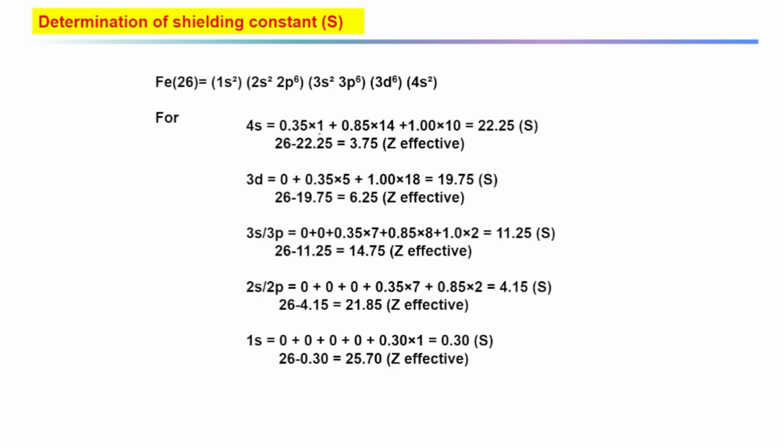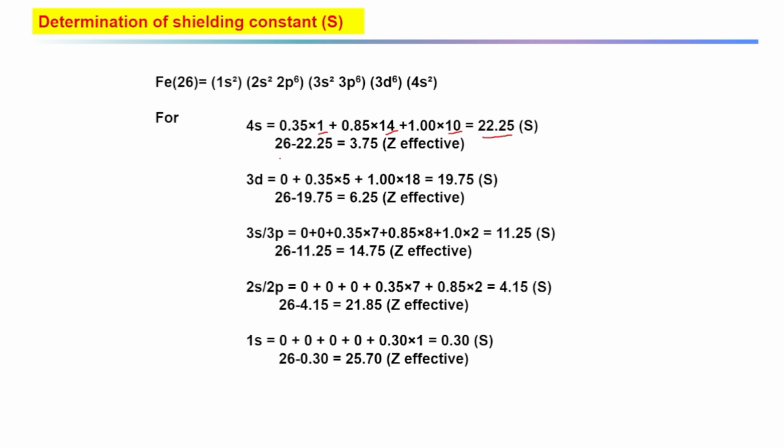So this one electron coming from 4s is giving 0.35. These 14 electrons, coming from 3s2 3p6 and 3d6, are giving 0.85 each. And we have 10 more electrons in 1s2 2s2 2p6. These 10 electrons are contributing a total of 1 each. The total shielding is depicted as 1, and if it is less than 1, that means it is not shielding totally. So if we calculate, we will get S as 22.25.